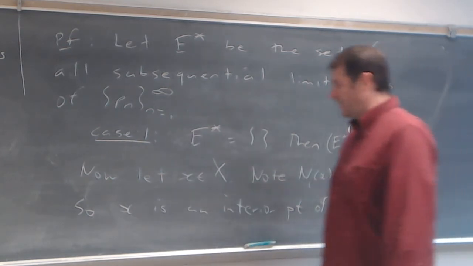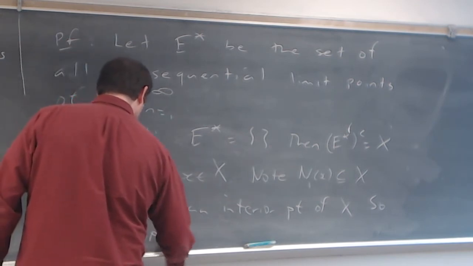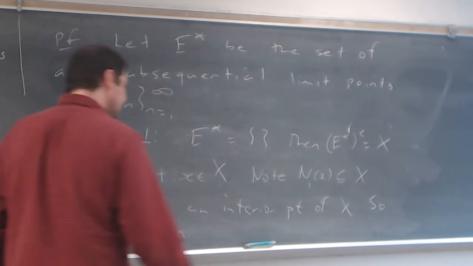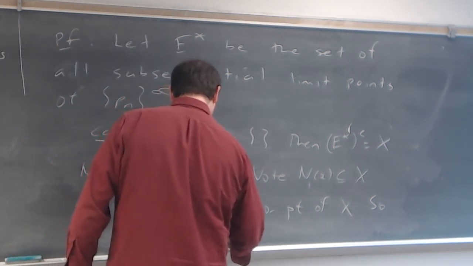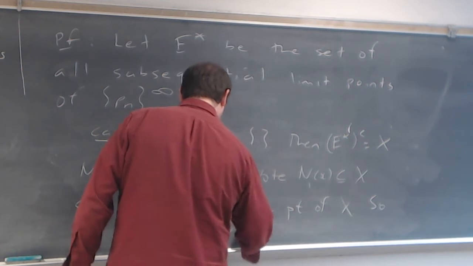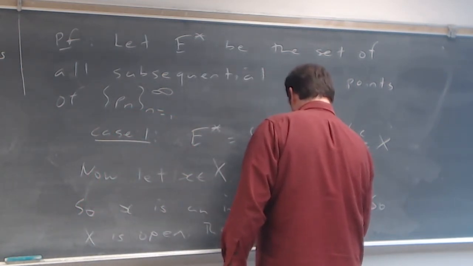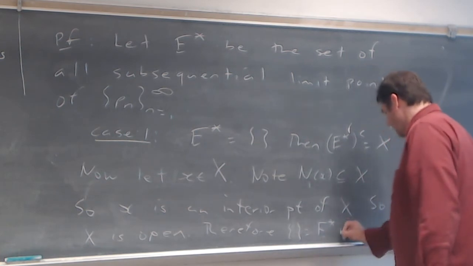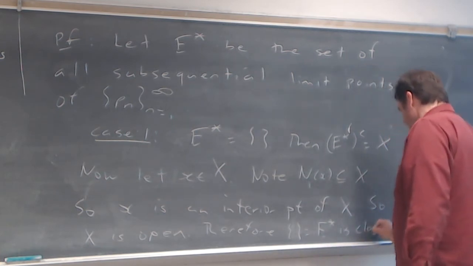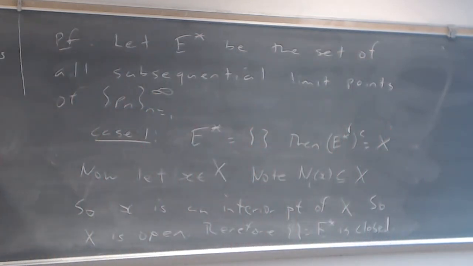So that means X is open. Okay, with X being open, therefore its complement is closed. And its complement is the empty set, which in this case is the same thing as E star, is closed. So we've proven the statement in this simple case.